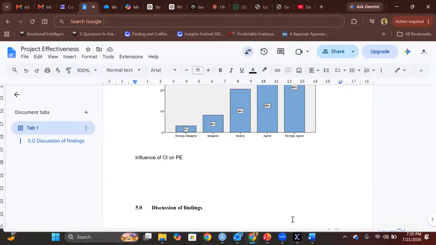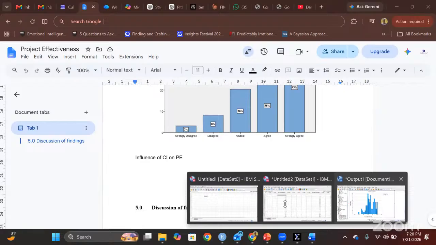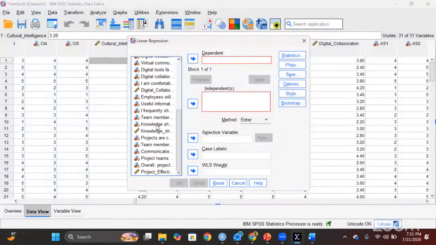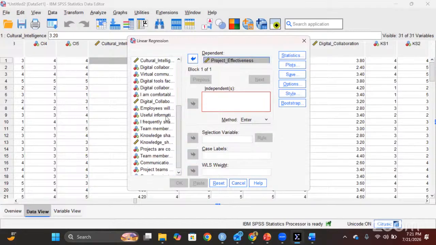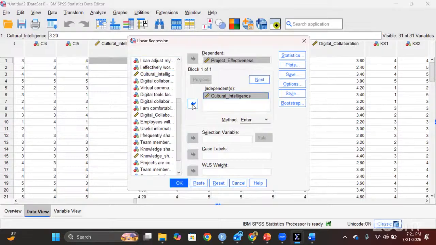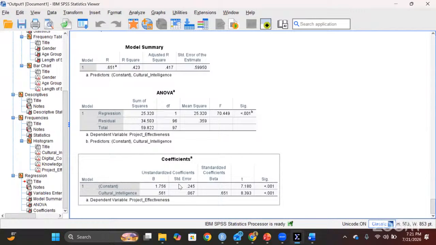So that means project effectiveness will go to the dependent variable, then cultural intelligence will go to the independent variable. Then just click OK. What you need is what we call these coefficients.